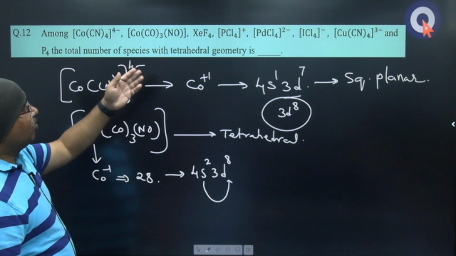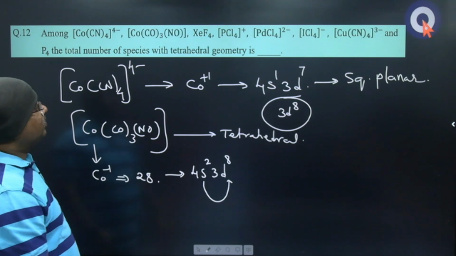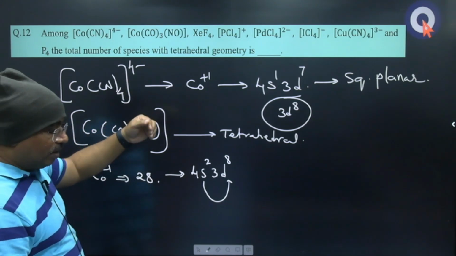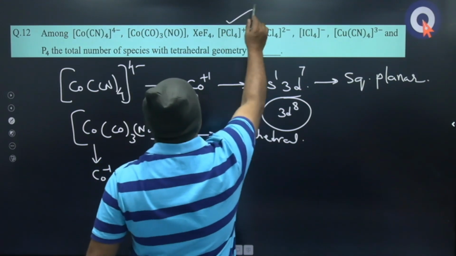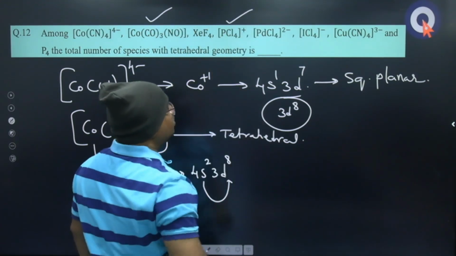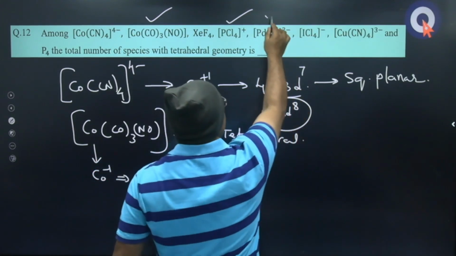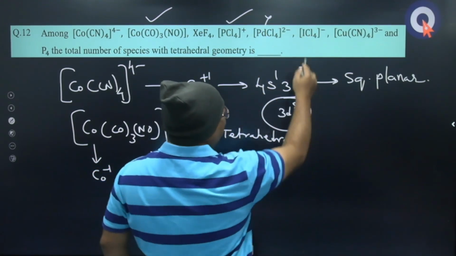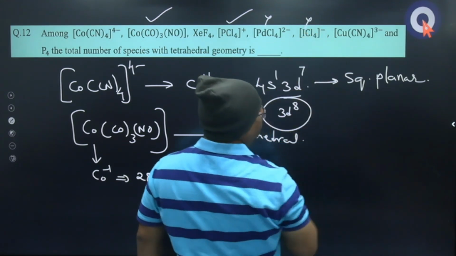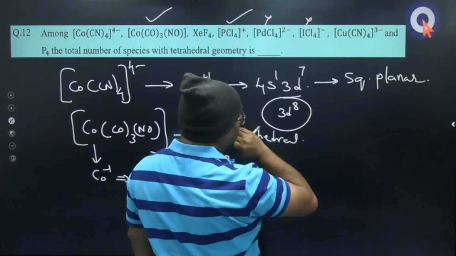Then xenon tetrafluoride is already there in the first paper. It is square planar, not tetrahedral. PCl4+ is tetrahedral. All platinum and palladium complexes are square planar complexes. ICl4-, this is again square planar, like we already have 2 lone pairs and 4 bond pairs.